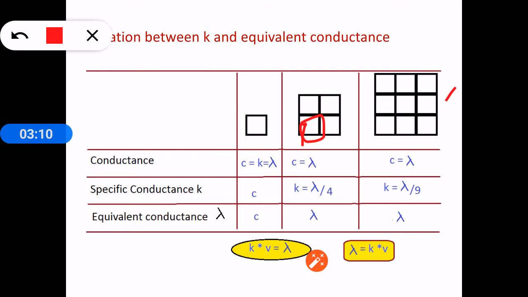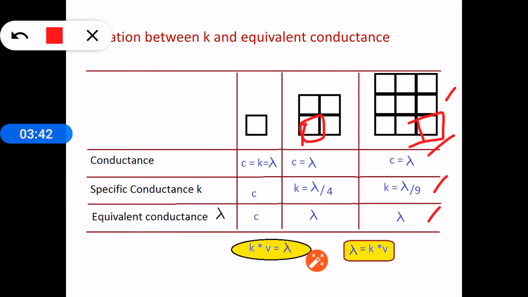In the 9 cc solution, the measured conductance is equal to lambda, that is equivalent conductance, because again 1 gram equivalent weight of substance is present. Now specific conductance is equal to the conductance of any one of the cubes or any 1 cc solution. The number of ions present in 1 cc becomes 1 by 9th of the total number of ions, or the conductance of this 1 cc is 1 by 9th of total conductance, that is lambda by 9.